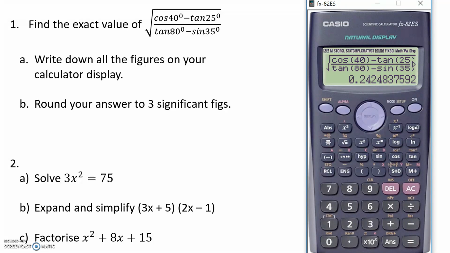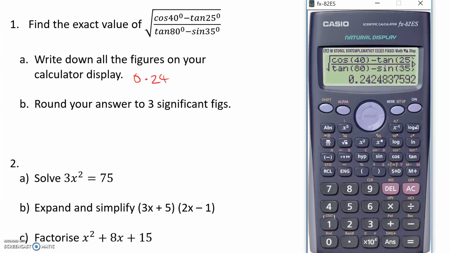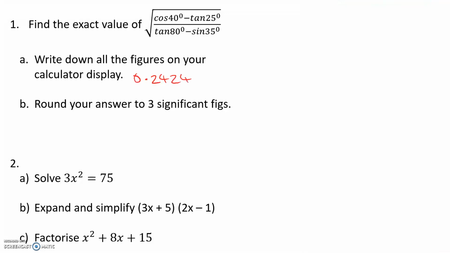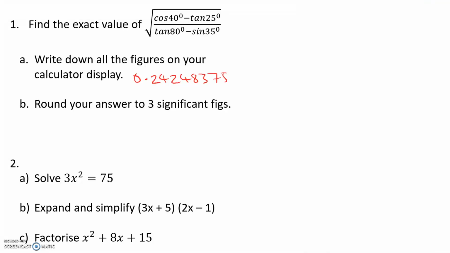Oh, 1, 0. Point. Just go for red. 0.24 2483 7592. Okay, now if it says write down all the figures, write down all the figures.